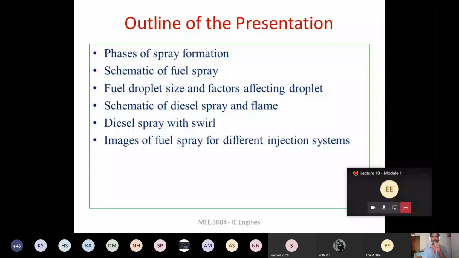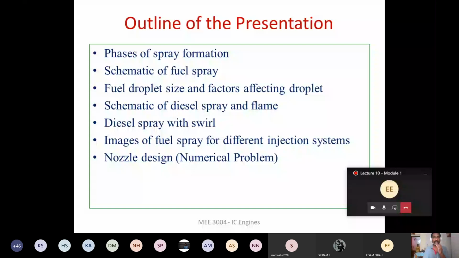And some of the images of fuel spray for a single hole present in a fuel injector, multiple holes in a fuel injector with air motion, without air motion, and then for indirect injection of diesel fuel. And finally, we are going to solve a numerical problem on nozzle design, right? Fuel nozzle design. So this is the agenda for today's lecture.